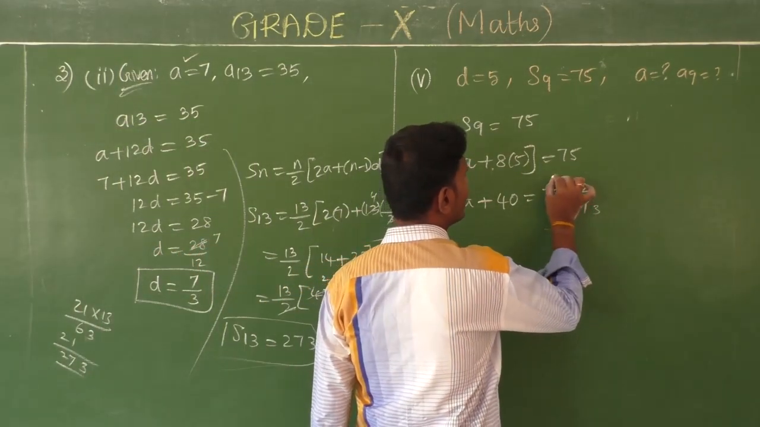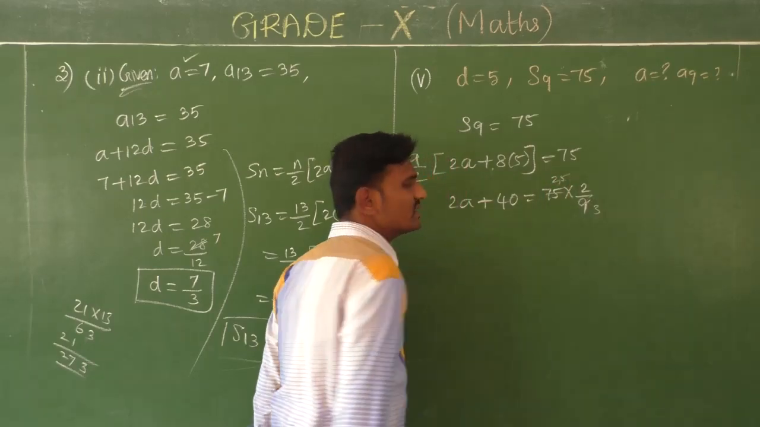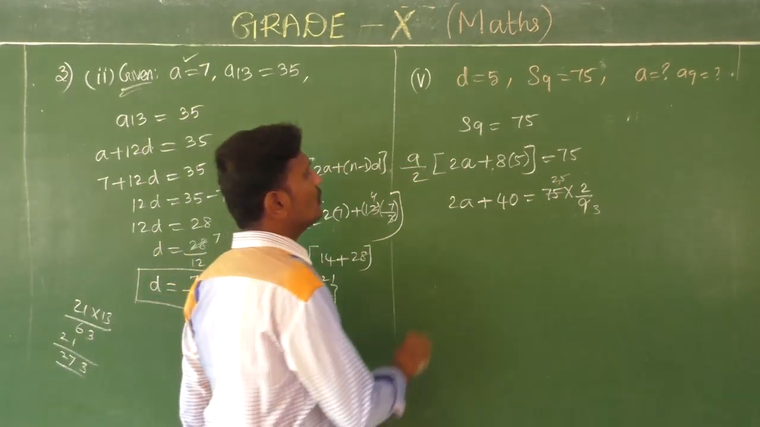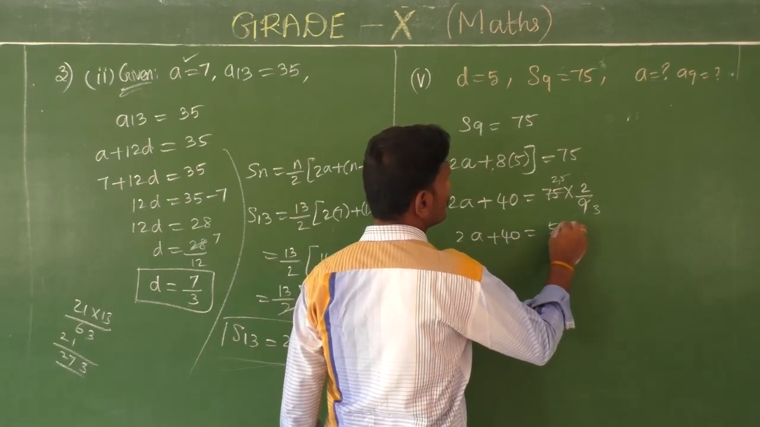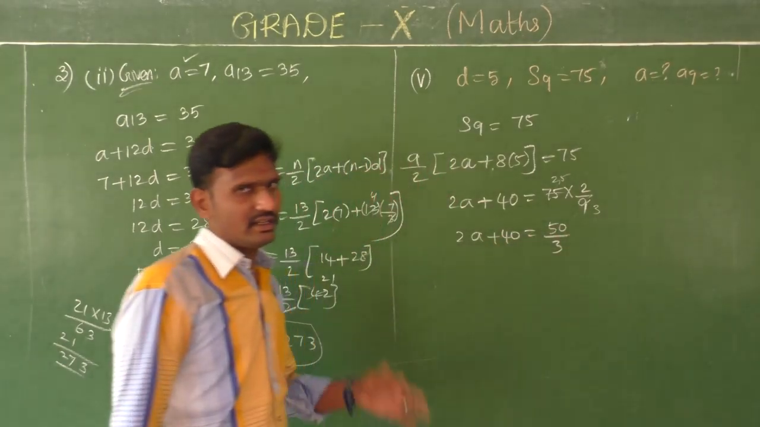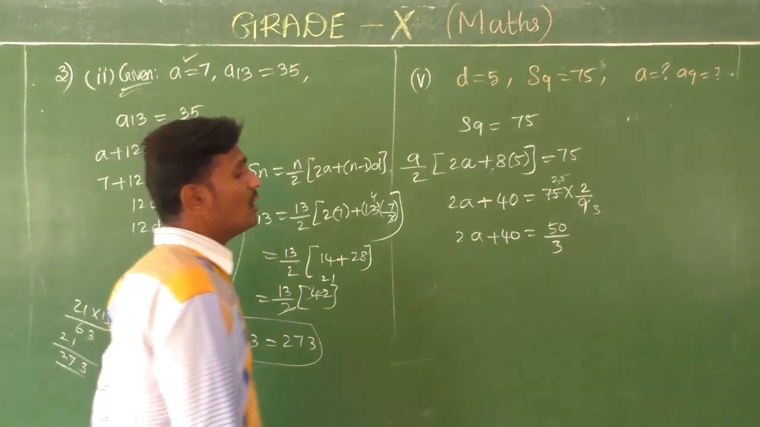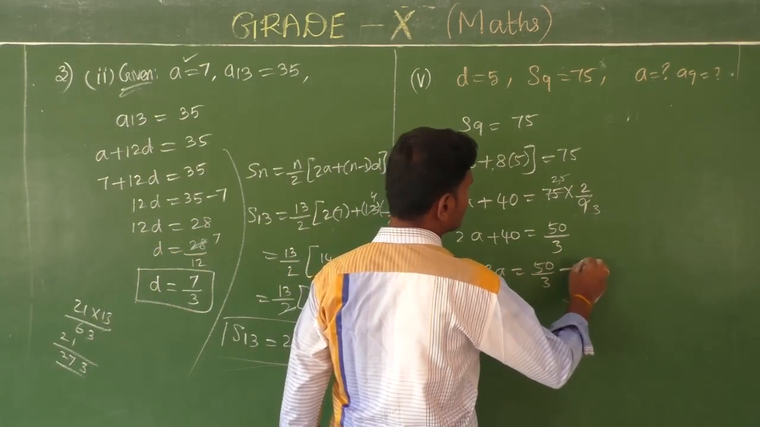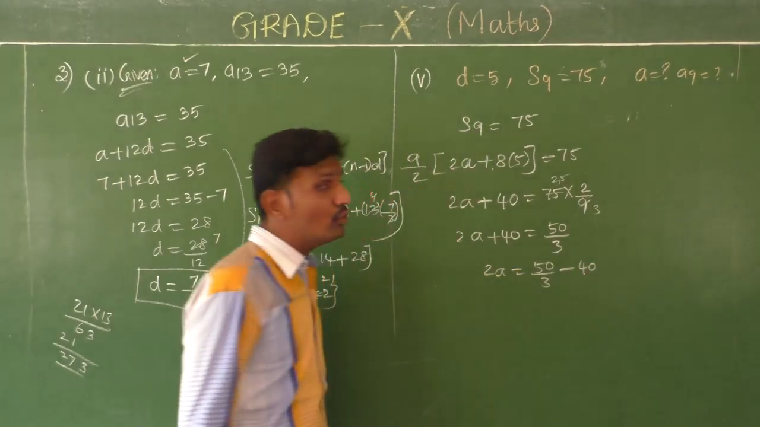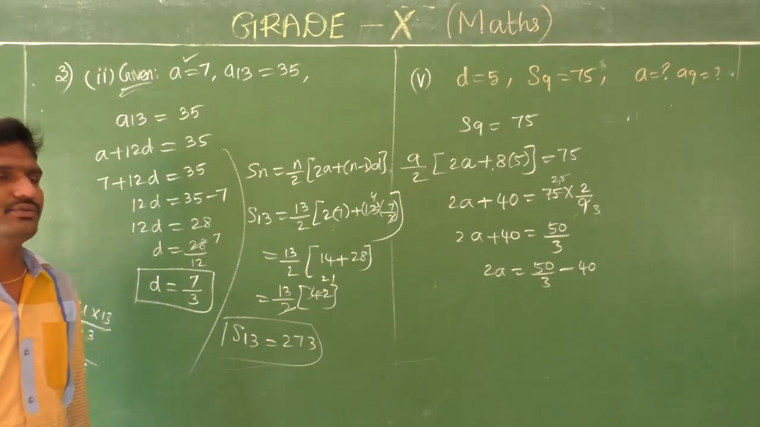3 3s are 9. Here, what will come? 25 3s are 75. Okay. Now 2a plus 40, which is equal to 25 2s are 50 by 3. Now 2a, which is equal to 50 by 3 minus 40. Plus 40, move that side, it will come minus 40.